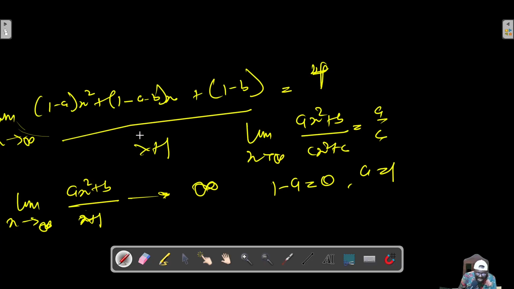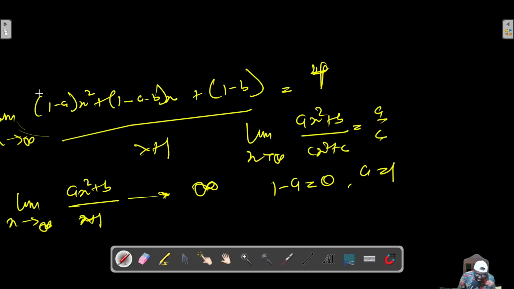Meaning, as I said earlier, if the greatest power on the numerator is x squared and the greatest power on the denominator is also x squared, I mean, they both have the same powers, then the limit will be what? That is the coefficient of the greatest power of x divided by the coefficient of the greatest power of x on the denominator as well. So the same thing applies here.